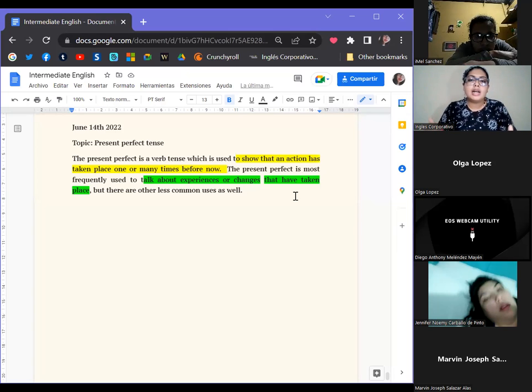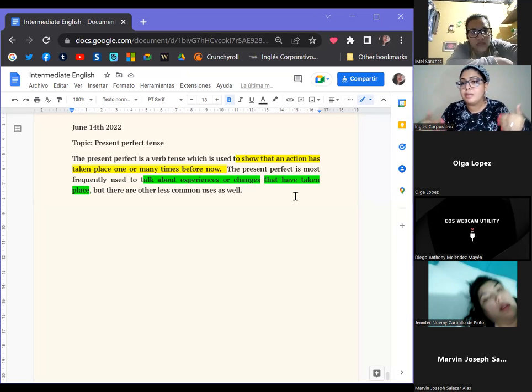So in that case, it's present perfect, but it has to do with the present. The action has taken place some time before now, but it has an impact on our time, that is the present.